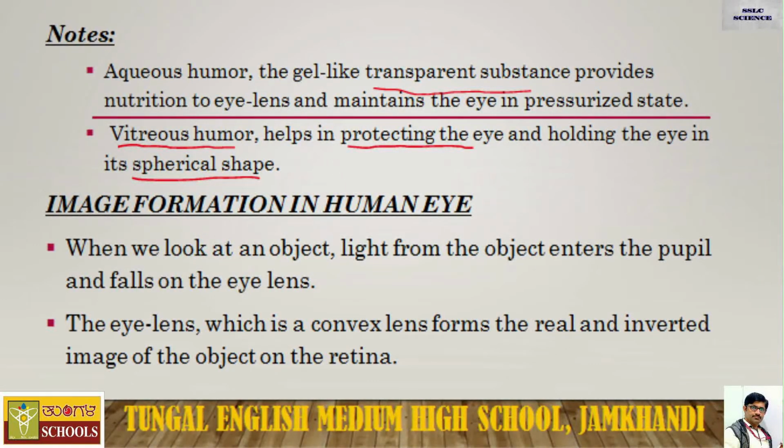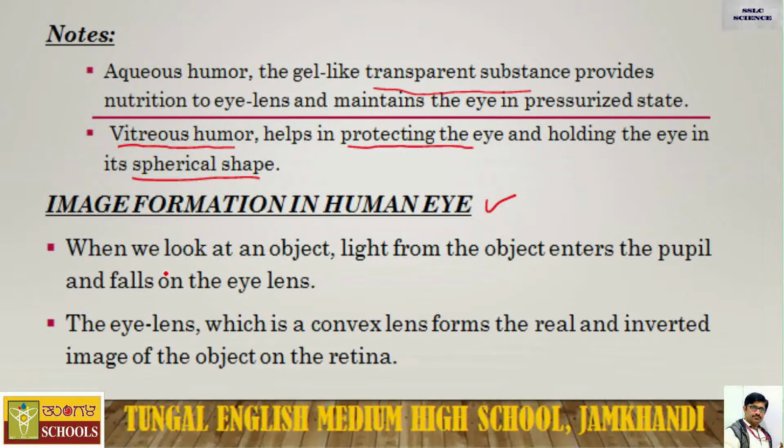I hope you got these two points clear. So let us try to understand the image formation in the human eye. How is the image going to form on the retina, how can we see the objects? So here is the answer for you.